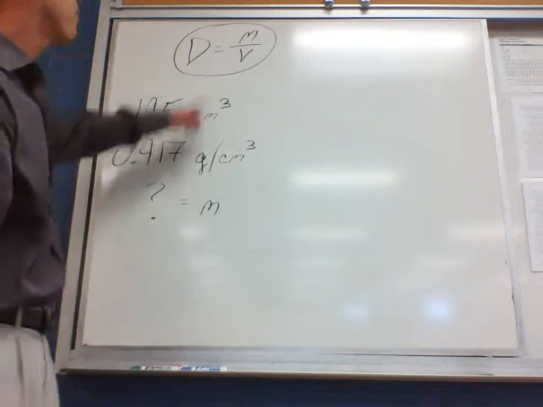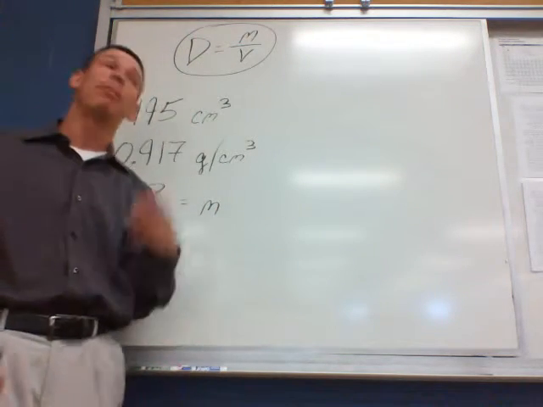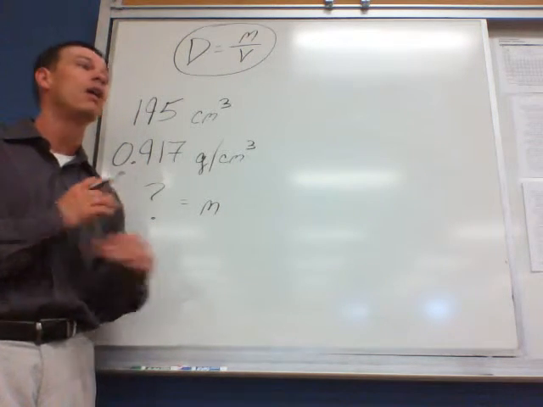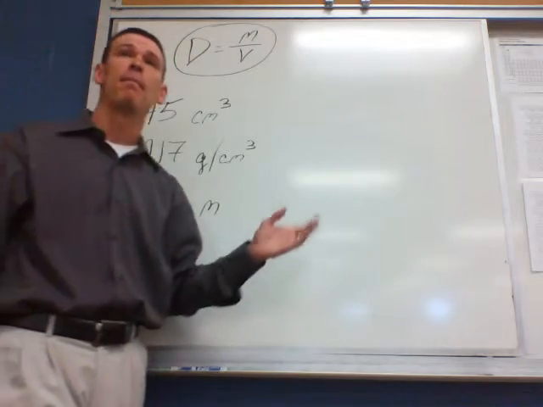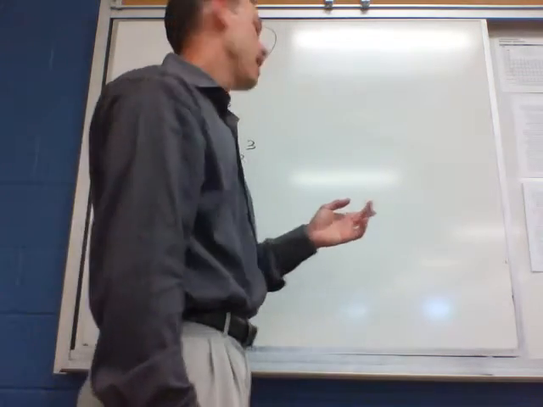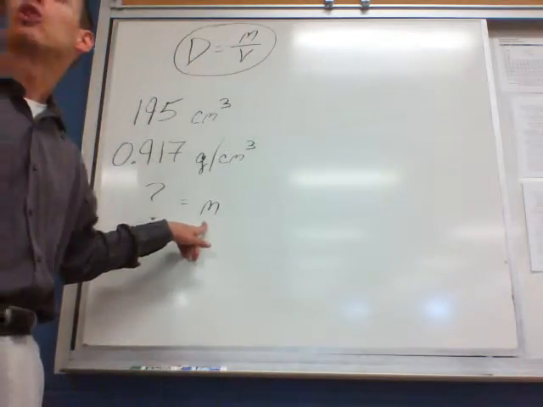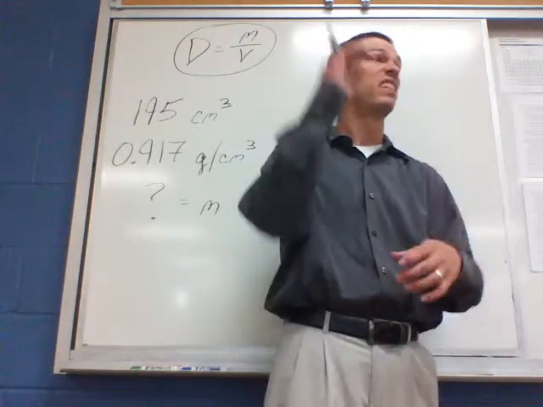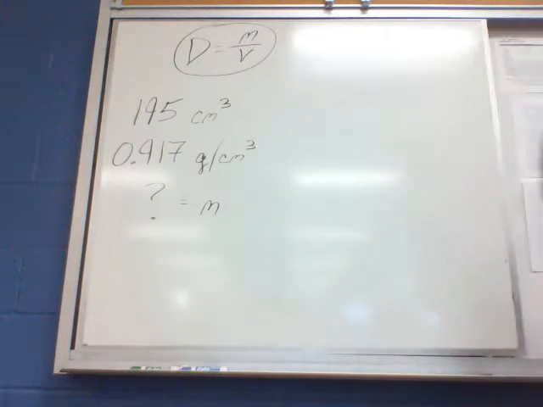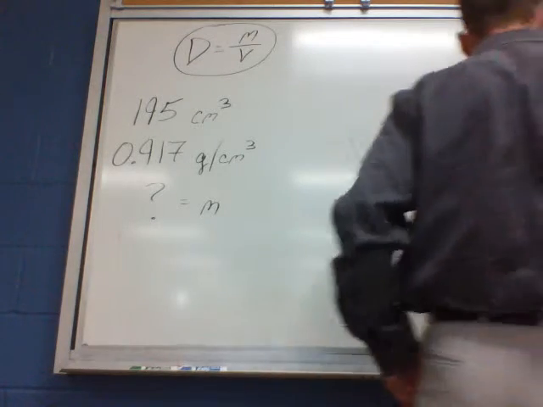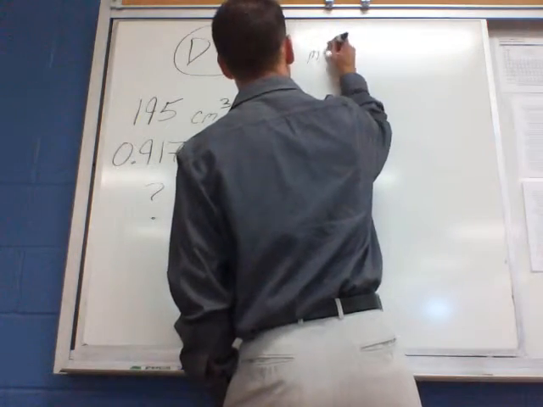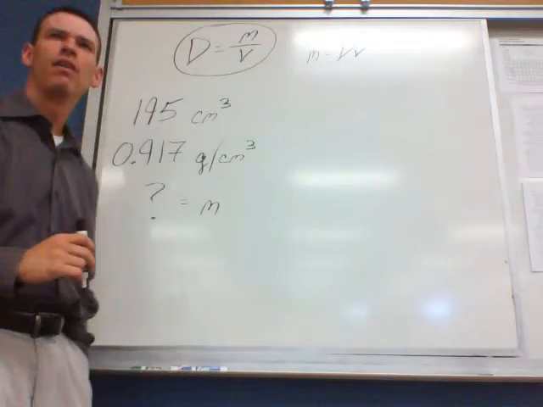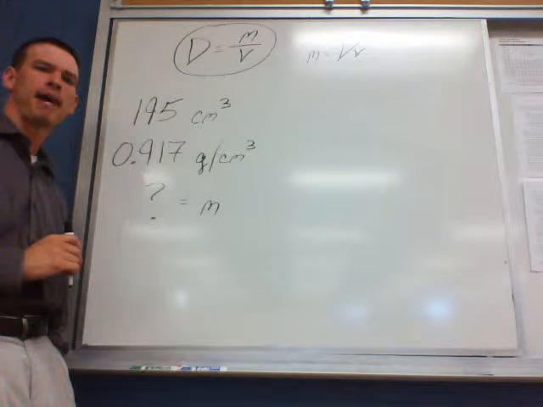All right? Now, this equation is no good for this problem. A lot of y'all know how to manipulate the variables and whatnot. But again, I've kind of simplified that for you on your cheat sheet. If you want to find mass, we'll go look at the very bottom of your cheat sheet and find the equation that says m equals, the one that's telling you what mass is. And you'll see that it says m equals dv. Do you see that? That's the equation for finding mass.